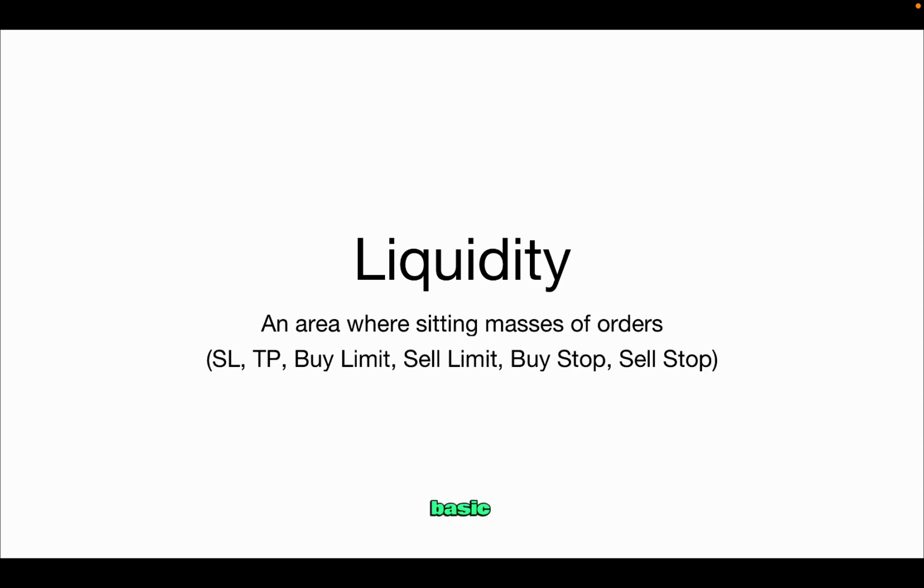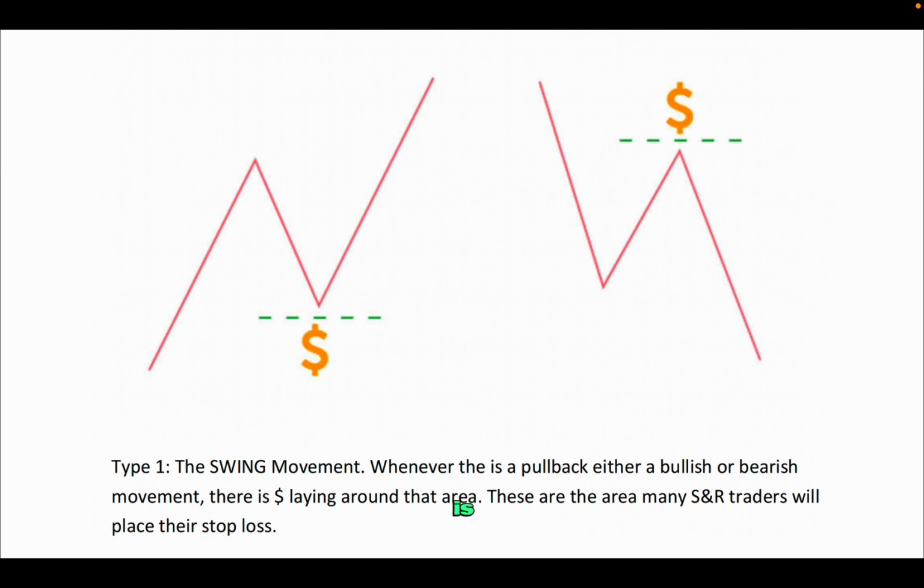And basically for market movement, we have three common types of patterns. Type 1 is the swing movement. The swing movement is whenever there is a pullback, either a bullish or bearish movement, there is liquidity laying around that area, right? For every swing low and swing high. And these are the areas where most of the S&R traders will place their stop loss. So we know there is a liquidity area. So this is the first type.